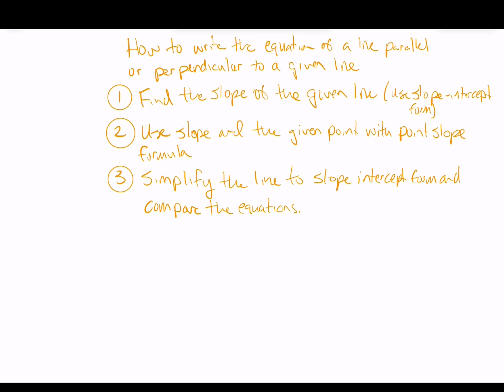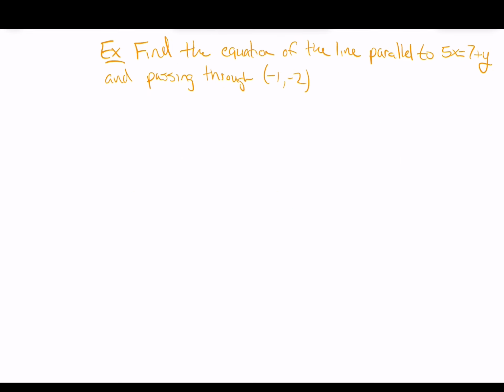Let's try an example. In this example, we want to find the equation of the line parallel to 5x is equal to 7 plus y and passing through -1, -2. We first want to find our slope of the first line. 5x is equal to 7 plus y. We can subtract 7 from both sides to get y is equal to 5x minus 7. So our slope is 5.